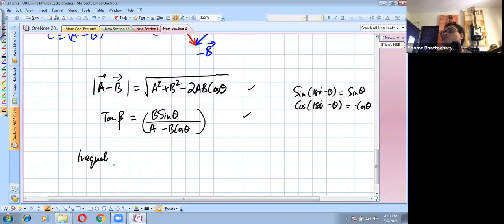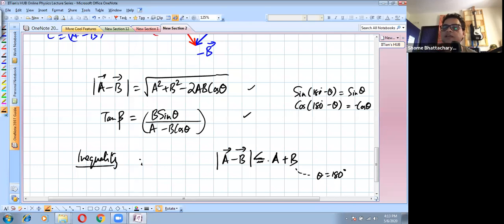The triangle inequality becomes like this: again, the magnitude of A minus B can go to a maximum value, which is the sum of the magnitudes. But this time, for it to be equal, they have to be anti-parallel. Theta has to be 180. So when is the difference of two vectors, for example, of magnitude 3 and 4, going to become 7? When they are anti-parallel vectors.